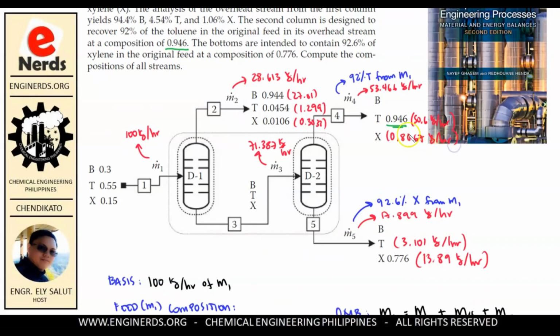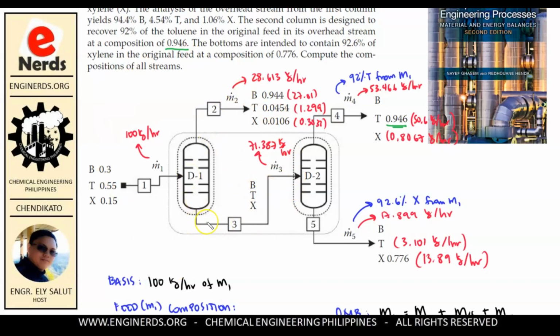kilogram per hour. Okay, so now let us determine itong components natin sa M3. So you can do either way. Okay, dahil alam na natin yung T and X dito sa ating M4 and M5, alam din natin yung T and X dito sa ating 1 and 2, no? M1 and M2. Okay, so I will use this part for determining the value of B, T and X.